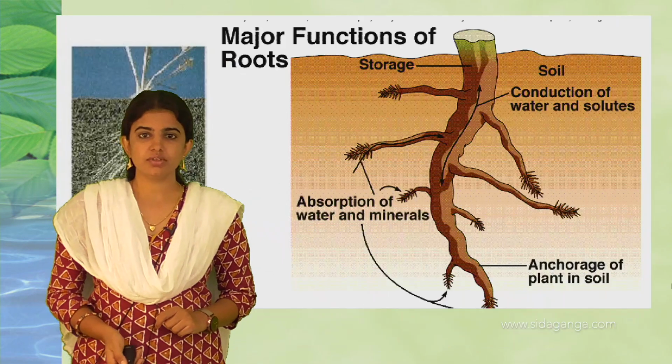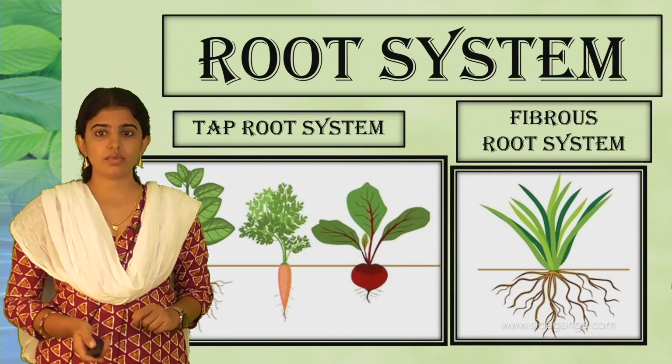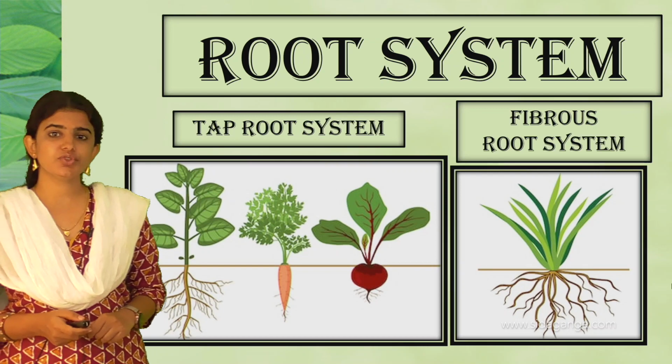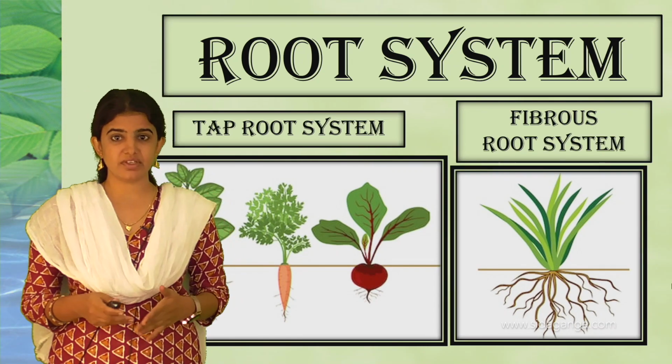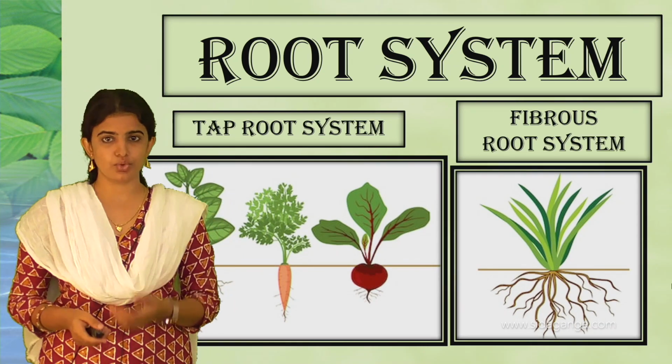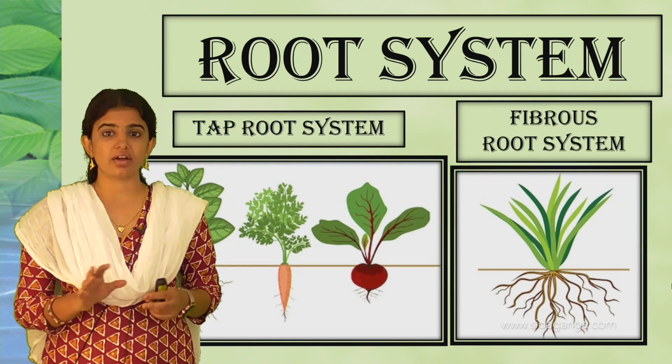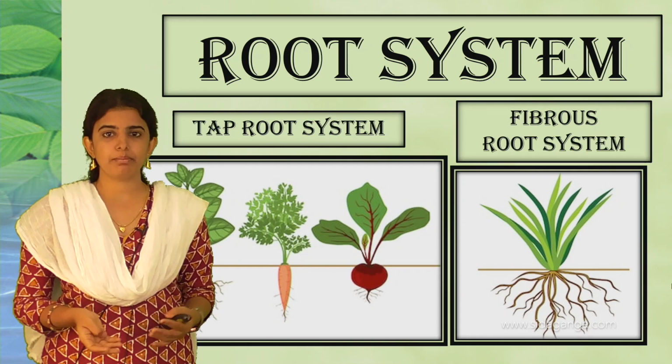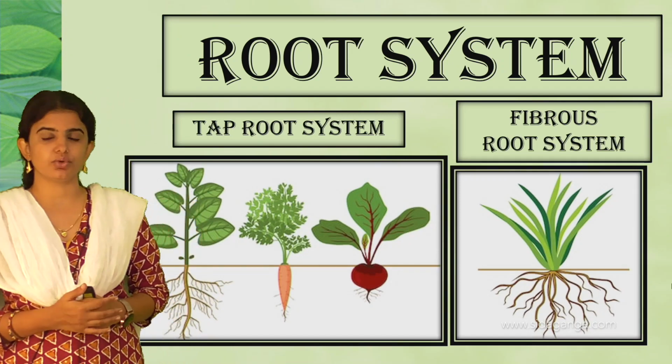Next we shall move on to the root system. See, usually the part of a plant which is present under the soil is called the root, and these roots are of two types. One is the taproot and another one is the fibrous root.